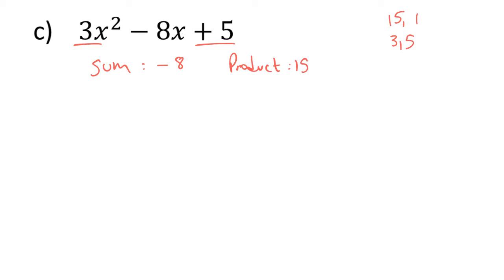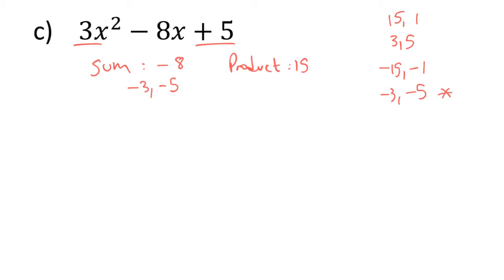But none of those will get to a sum of minus 8, but we need to remember the fact that two negatives multiply together to give a positive. So we can also have minus 15 and minus 1, and minus 3 and minus 5. So to get a positive product and a negative sum, we're going to have to use the last pairing there. So our two numbers are minus 3 and minus 5.